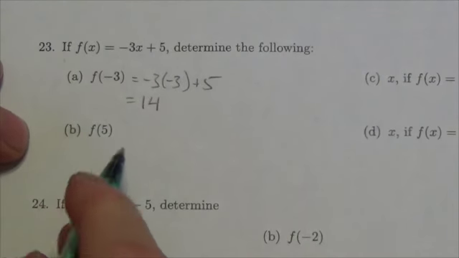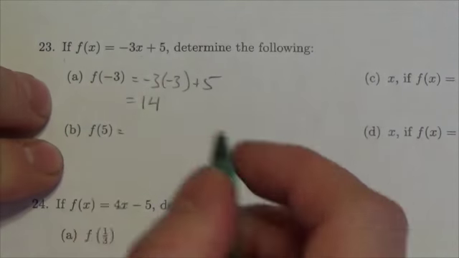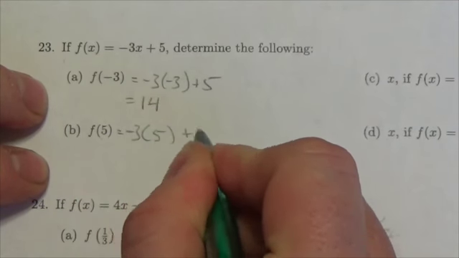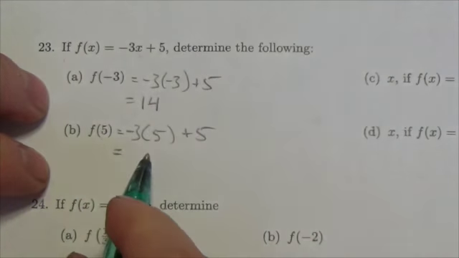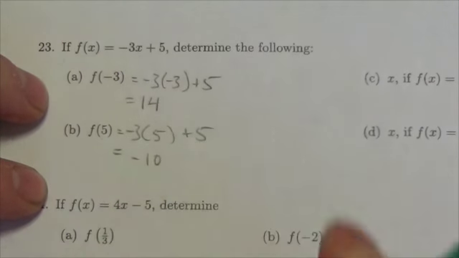Same thing goes down here. In this case, the independent variable has been replaced with a 5. So the rule stays the same. Multiply the independent variable by negative 3, increase by 5. Well, negative 3 times 5 is negative 15, plus 5 will be negative 10.